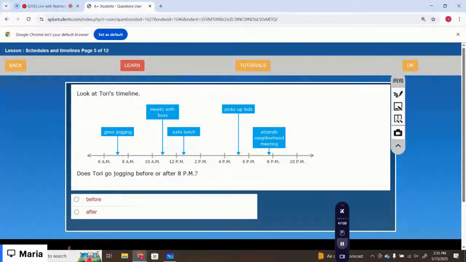Look at Tori's timeline. Does Tori go jogging before or after 8 p.m.? Before or after 8 p.m.? Before 8 p.m. The correct option is before. Very good. Option number one is the correct option.